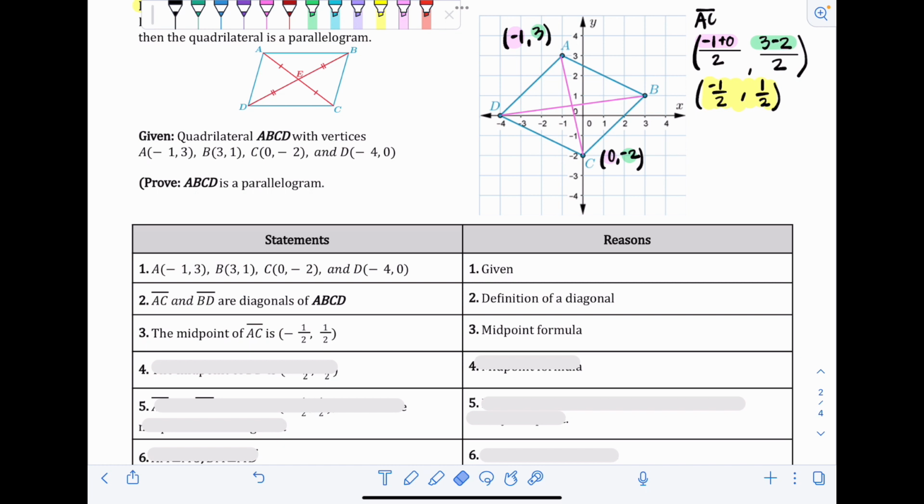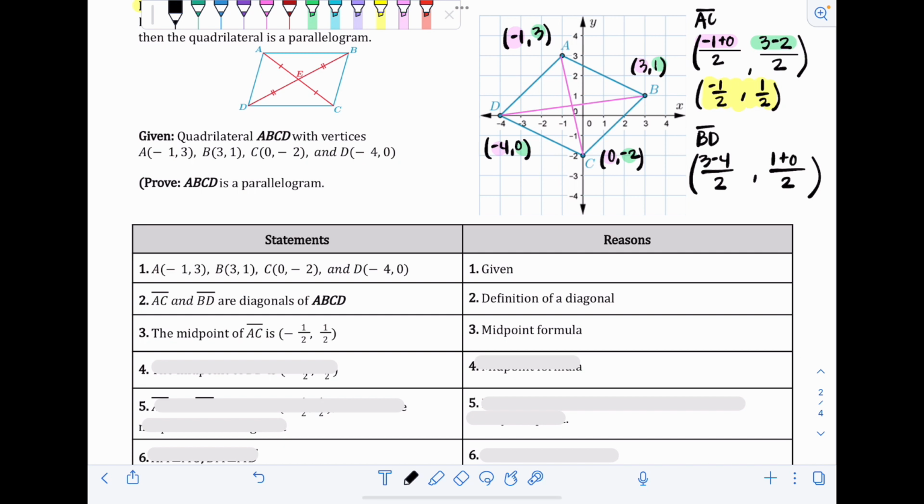And then for 4, we're going to do the same thing, but for BD, for the other diagonal. So for segment BD, do the same thing, set up our formula. The point B is (3, 1), and D is (-4, 0). So always over 2, and then the first part will be our x's added together, so 3 minus 4, or 3 plus -4, so 3 minus 4. And then the second part will be our y's added together, so 1 plus 0.